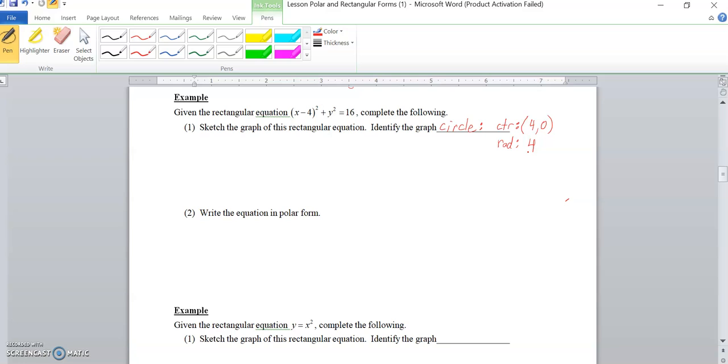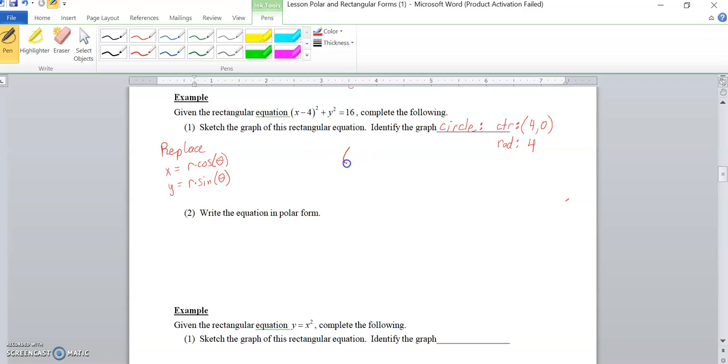Now, sketch the graph of the rectangular equation. I don't have graph paper, but I think we can all handle finding the center of 4, 0 and drawing a circle of radius 4. Plus, we kind of need the room here for part 2. It says write the equation in polar form. So how do we do this? How do we get from rectangular to polar? It's actually really simple. The process is long, a little bit tedious, but the theme is very simple. Anywhere we see an x, we're going to replace it with what we know x to be in polar form, and the same thing for y. So I'll write it up here: replace x equals r cosine theta. We're going to replace our x's with r cosine theta and any y's with r sine theta.